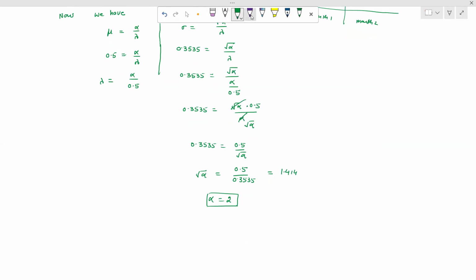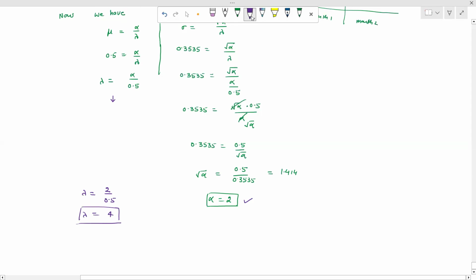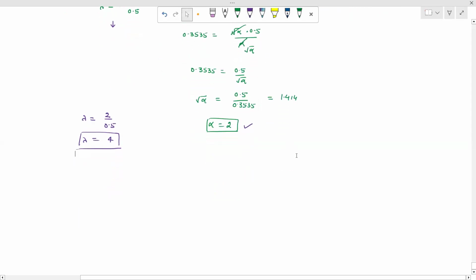So this is the value of the first parameter alpha. Now when we know one value, we can obtain the second value. So here we can put the value of alpha. So lambda is equal to 2 upon 0.5, which gives us 4. So lambda is equal to 4, alpha equal to 2. When we obtain these two parameters, because these are the necessary parameters for gamma distribution, we can write down the probability density function.